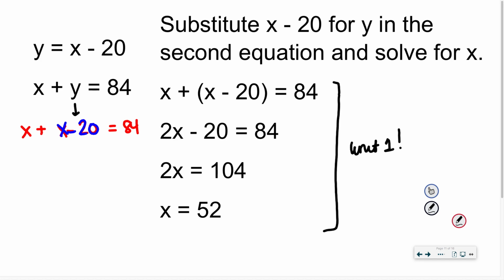But the idea here is that you're substituting so that our equations go from 2 variables to 1.